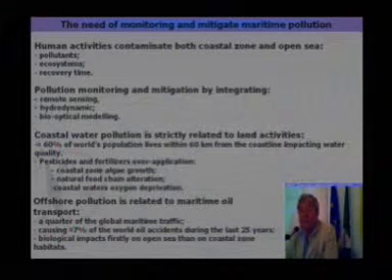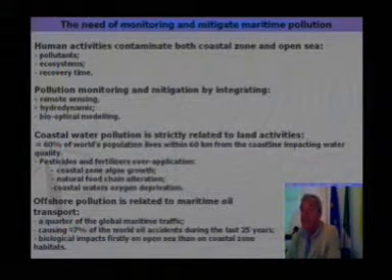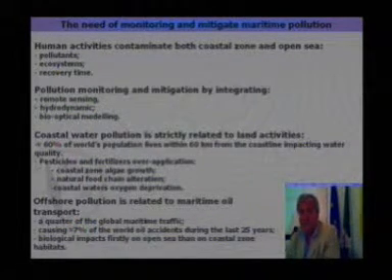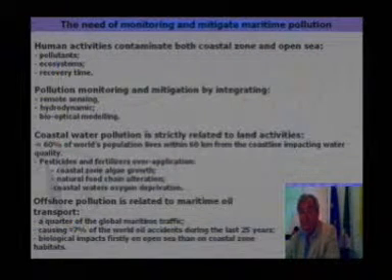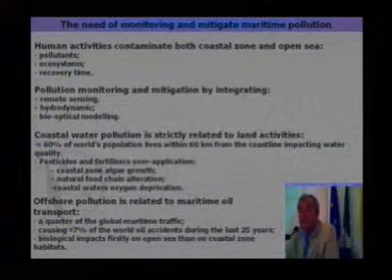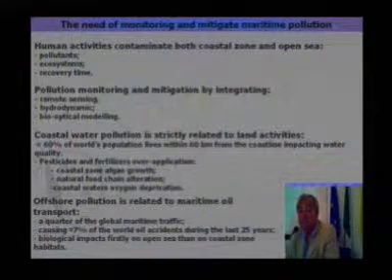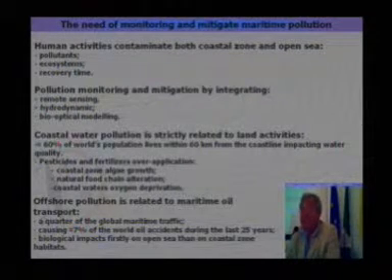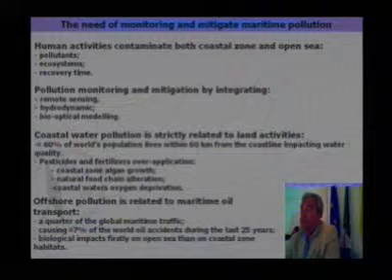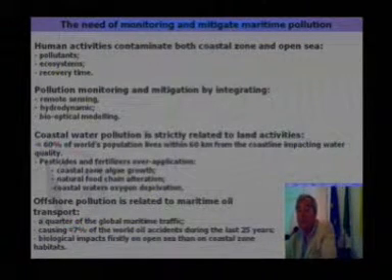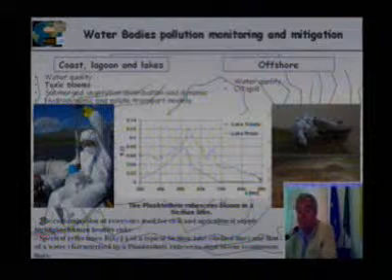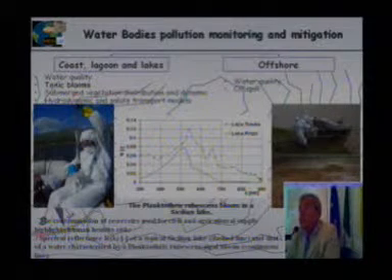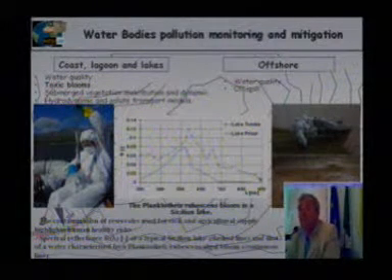Moreover, we also have offshore pollution related to maritime oil transport. In the Mediterranean Sea, we have a quarter of global maritime traffic, which has caused about 7% of world oil accidents during the last 25 years. And we also have a biological impact on open sea and on coastal zone habitats. We can make a distinction between coastal areas with lagoons and lakes and the offshore parts.